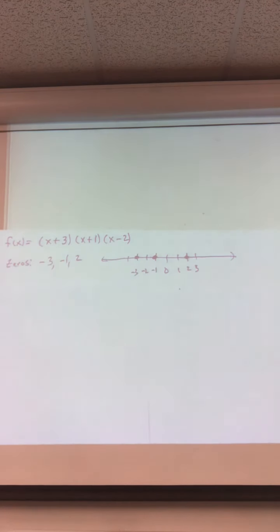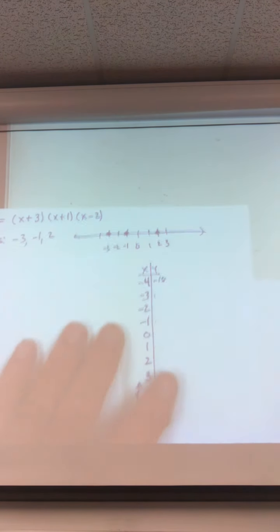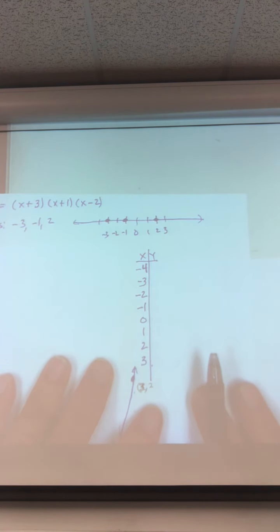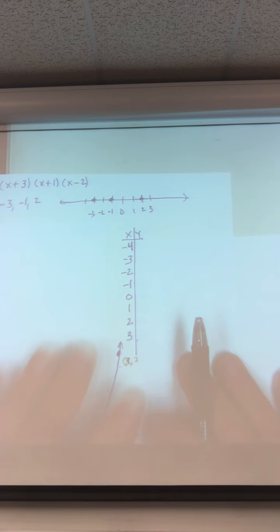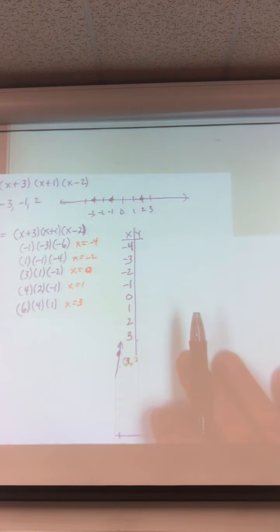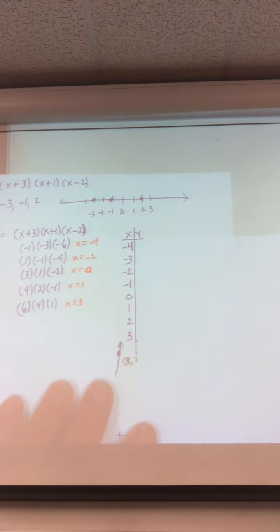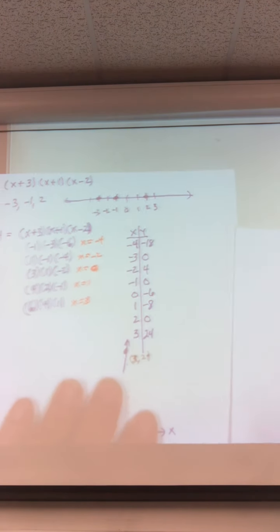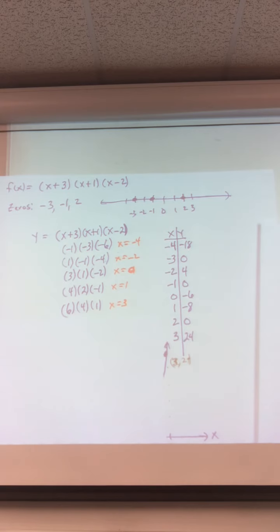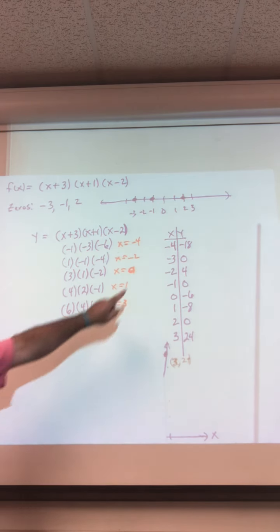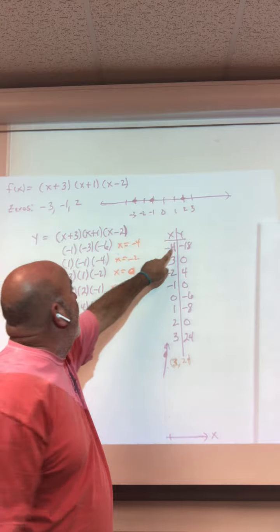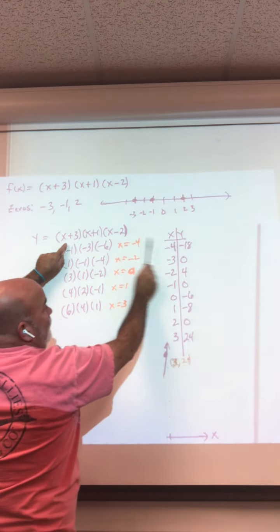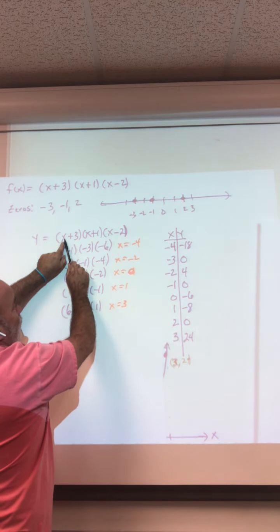That's why you see these numbers in this chart right here. Now, what I want to do is find the Y values that go with these. So here's what I did. We're going to start with -4, and we're going to plug it in right here. So I rewrote it.